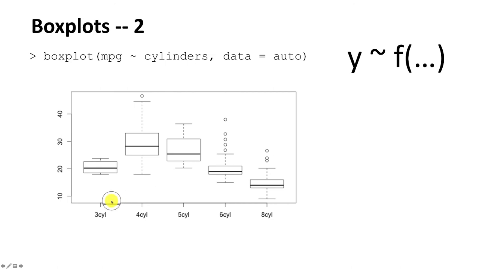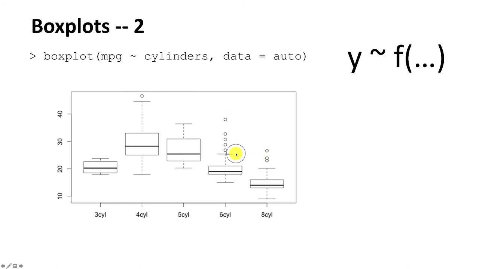What you're seeing here is a clear difference between the MPG of cars with different numbers of cylinders. This comparison is useful, because you're able to see that four-cylinder cars seem to have the maximum MPG, and three-cylinder cars not so much. So it increases as you go from three to four, but then it declines steadily. So showing comparisons is useful. You're also seeing that there are more outliers here. These dots represent outliers.